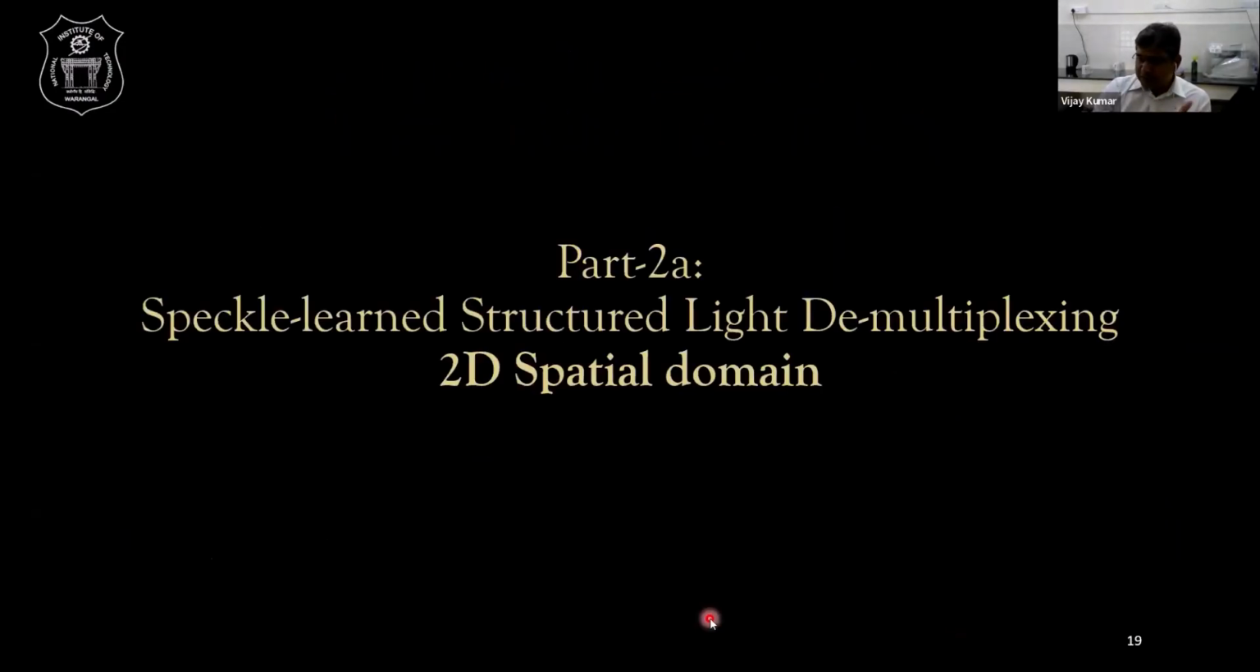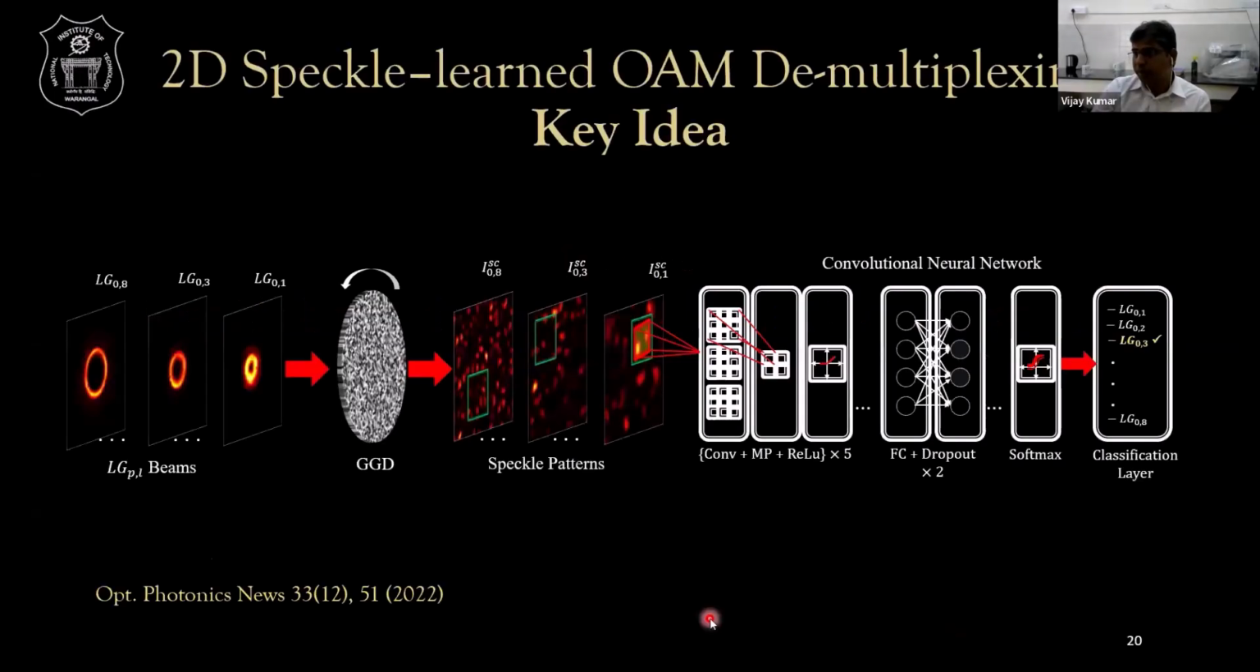In order to overcome these limitations, we first developed the 2D speckle based technique, in the sense of 2D camera based. So what is the idea here? The key idea is we have the structured light beam. Instead of just taking the image and then doing the demultiplexing, we passed the structured light through a ground glass diffuser, and then we got this speckle.